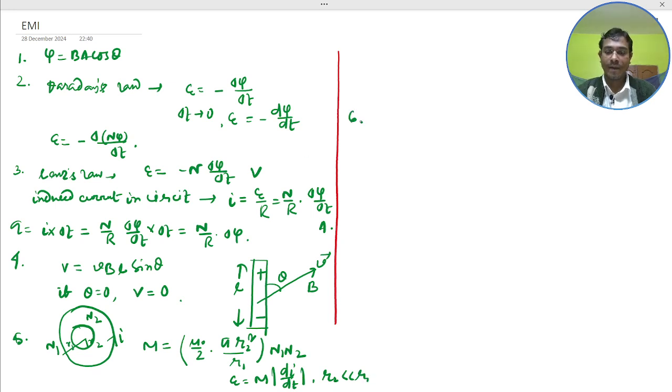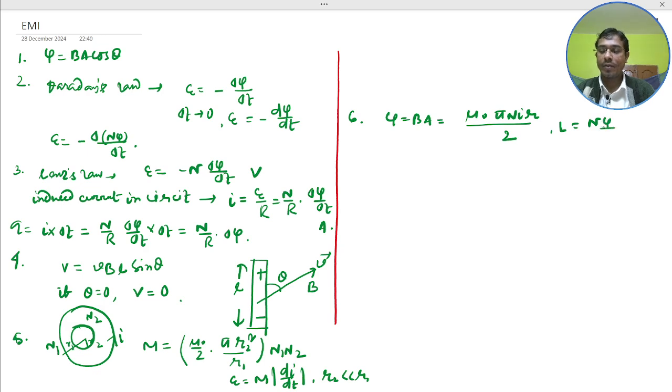Next one, the self inductance of a circular coil. We know phi equal to BA. Put this value, mu naught pi N I R divided by 2. So the self inductance L becomes N phi divided by I, and the self inductance of the loop would be L equal to mu naught by 2 pi N square R.